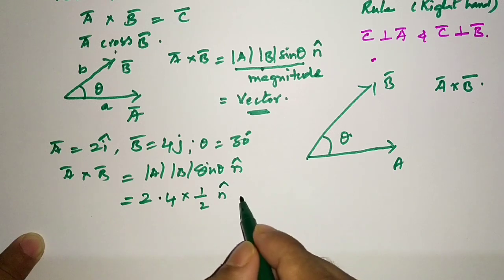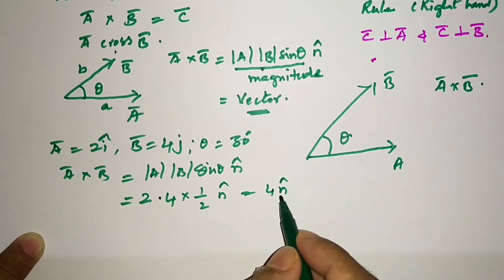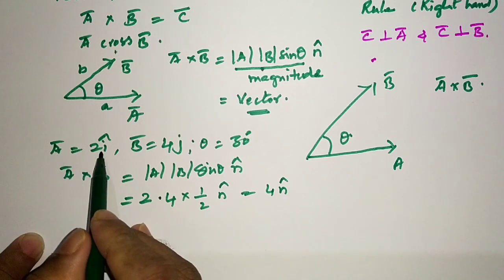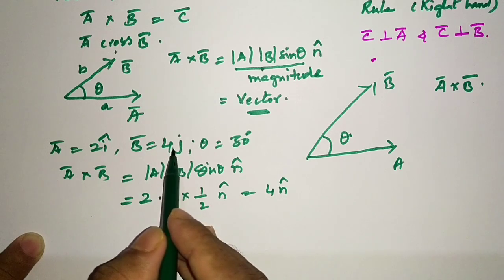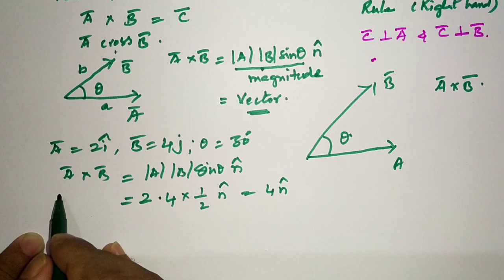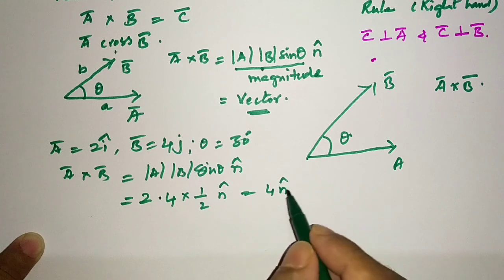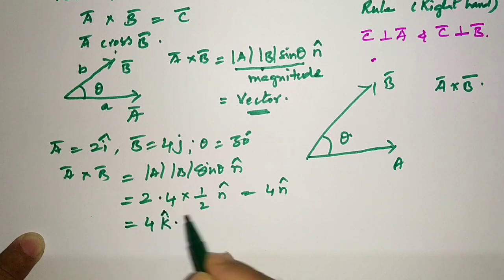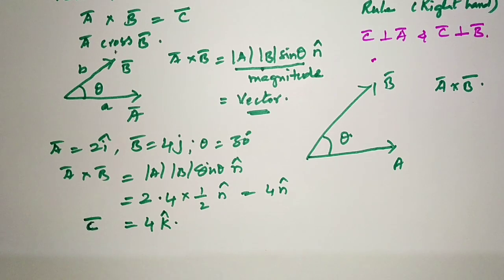What is this value? 4 into n cap. Then in which direction must we take this n cap? See, A is along the positive x-axis, 2i. B is along the positive y-axis. Then the resultant vector of A cross B will be along the positive z-axis. In the positive z-axis, what is the unit vector? K cap. Yes or no? Therefore, 4k cap is the A cross B value.